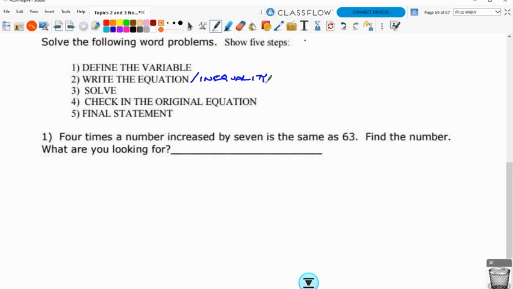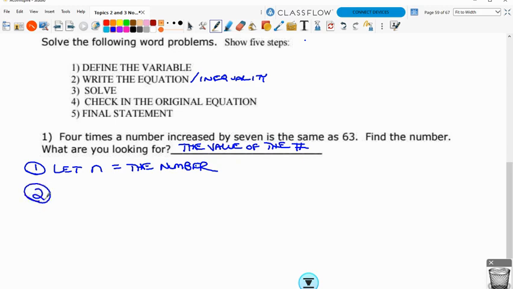Looking at example number 1, it says 4 times a number increased by 7 is the same as 63. Find the number. Well, what are we looking for? We're looking for that unknown value, the value of the number. We don't know what number it is that they're talking about. That's what we are looking for. So the first thing we're going to do is define our variable, and we're going to say let n, I'm going to use the variable n, equal the number. So the variable n is going to represent the number that we are looking for in this problem.